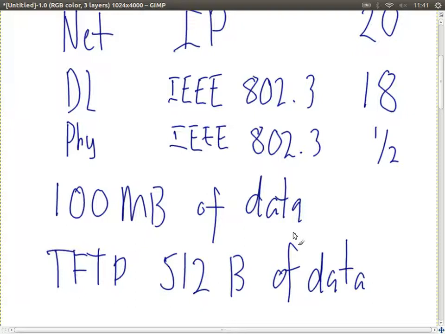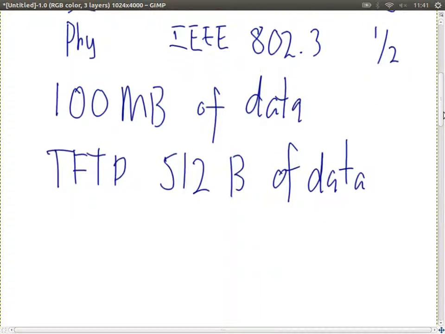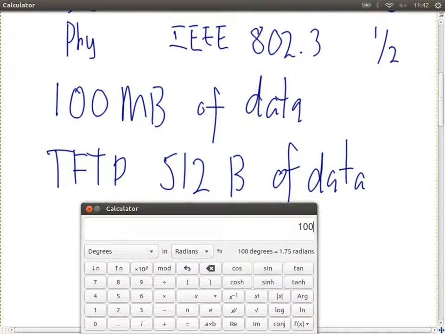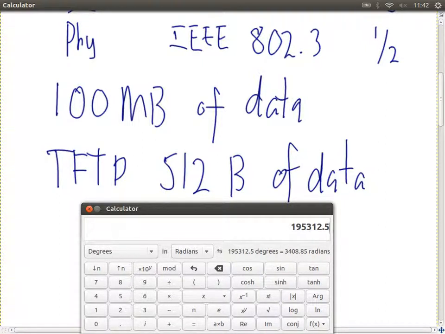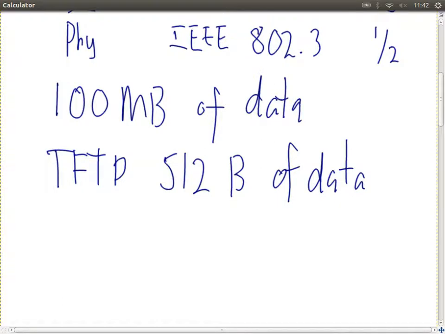So in fact, we have to break that 100 megabytes into 512 byte chunks. How many chunks? This is not solving part B, but it's actually leading us to part C. So we'll do it while we're here. If I have 100 megabytes, 100 million bytes, and divide it into 512 byte chunks, I have 195,312 packets of 512 bytes.